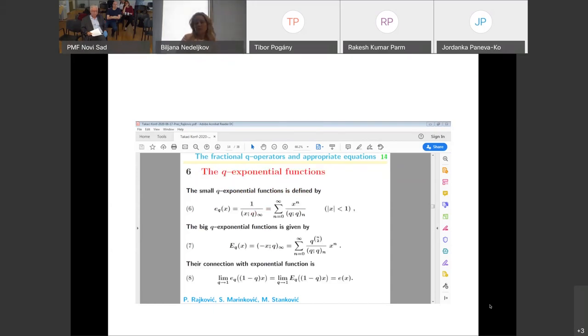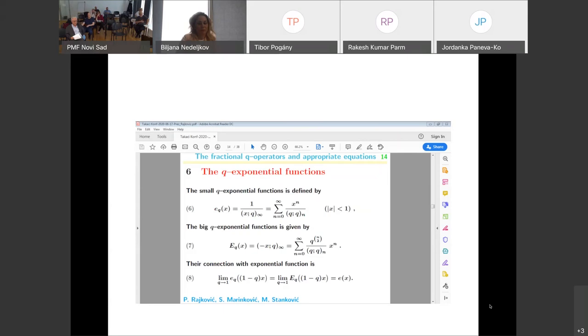Now we are able to define the q exponential functions. So the small exponential function is the reciprocal value of an infinite product. Or it can be written as a series. But we have to define one more, the big exponential function. It is an infinite product of minus x.